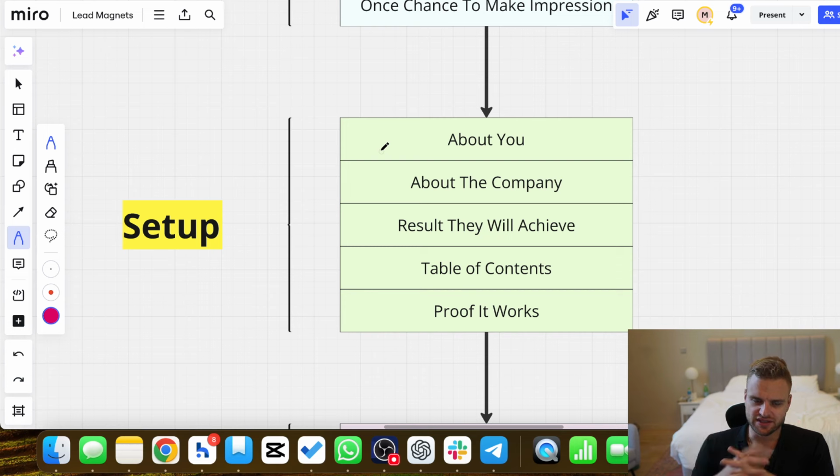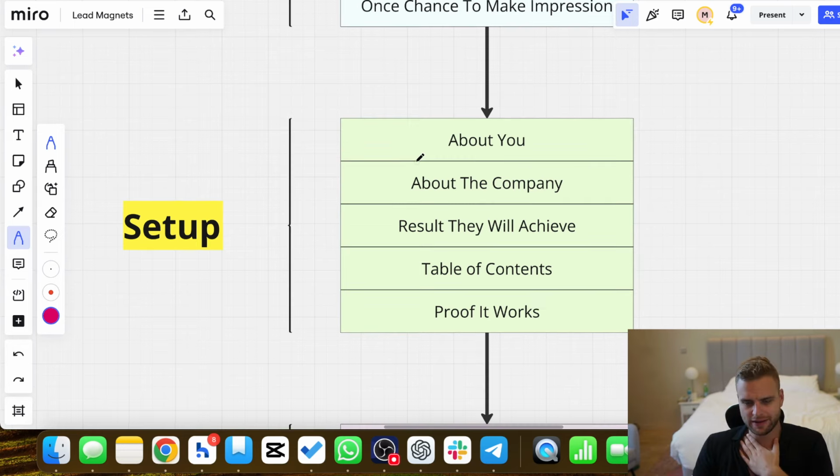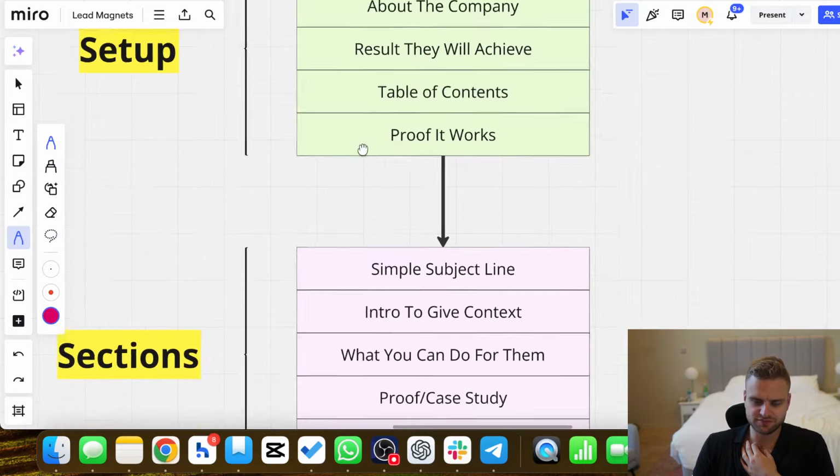But realistically, the setup of the lead magnet is going to have all of these parts. It doesn't necessarily need to be that black and white and that structured, but it should have all of that stuff.